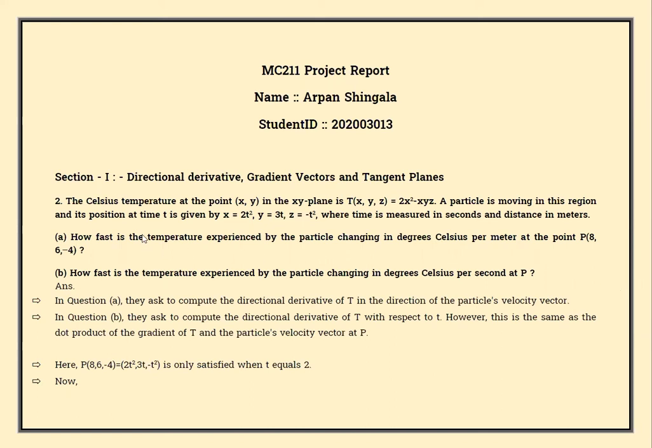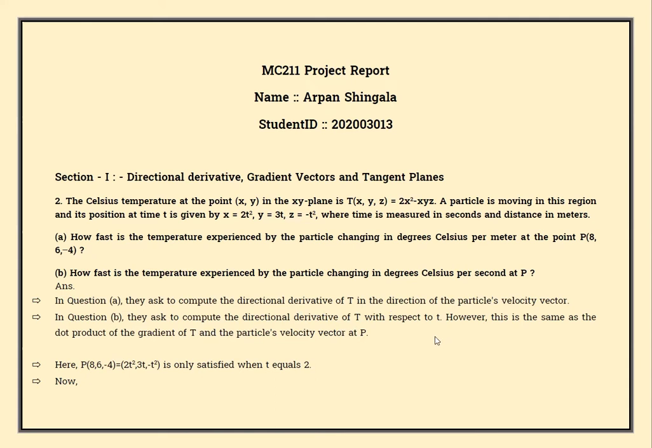20002020030113. In this question, temperature varies as a given function, and a particle moves with respect to time as given by parametric equations. We have to find the rate of change of temperature at a given point, in Celsius per meter and in Celsius per second. In part A, we have to compute the directional derivative of T in the direction of the particle's velocity vector. And in part B, we have to compute the derivative of T with respect to t.